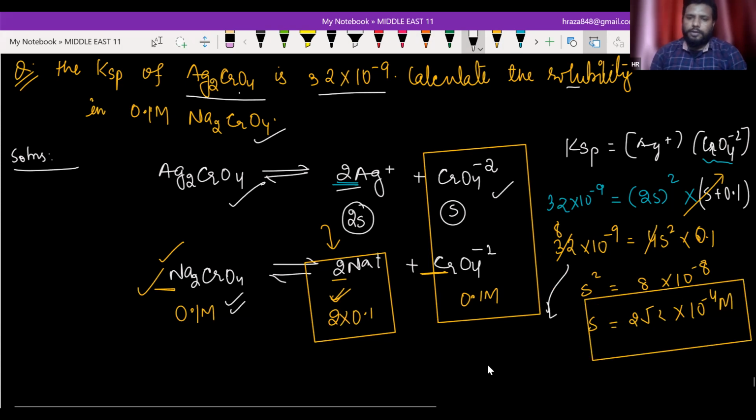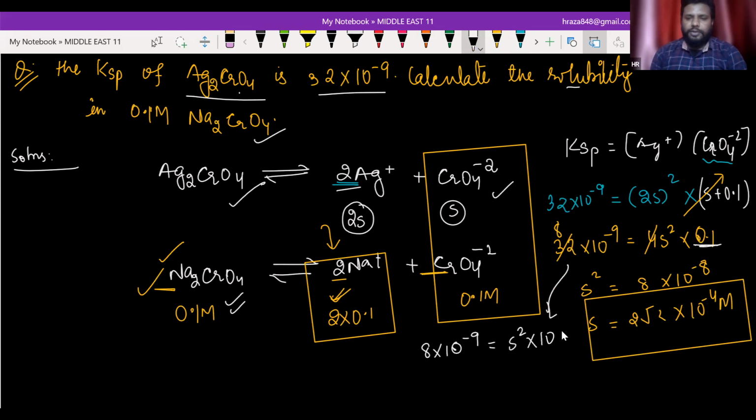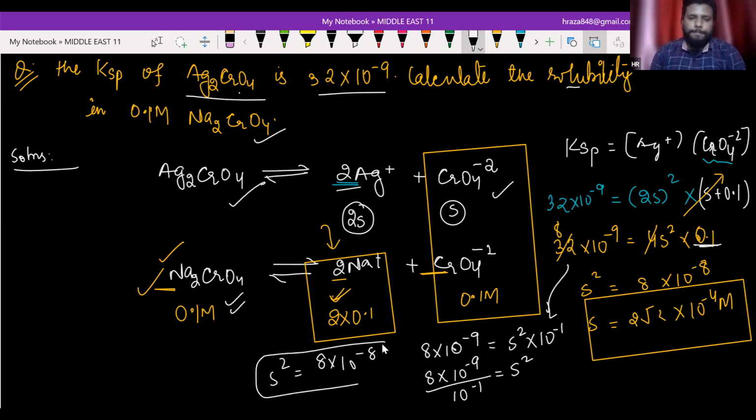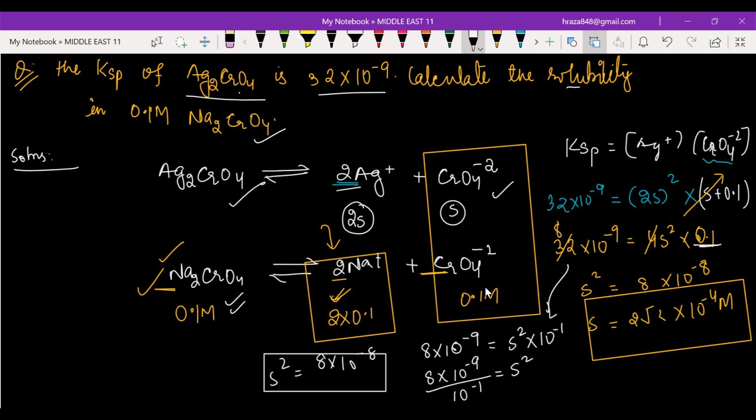If you see this, 8 into 10 raised to the power minus 9, and here it is s square into 0.1. 0.1 will be basically 10 raised to the power minus 1, right? And if you solve it, this will be divided on the left hand side. This is 10 raised to the power minus 1, and if it goes to the numerator, it will be positive because it already has a negative. So negative negative will be positive, so s square will be 8 into 10 raised to the power minus 8. Yes, sir. Very good.